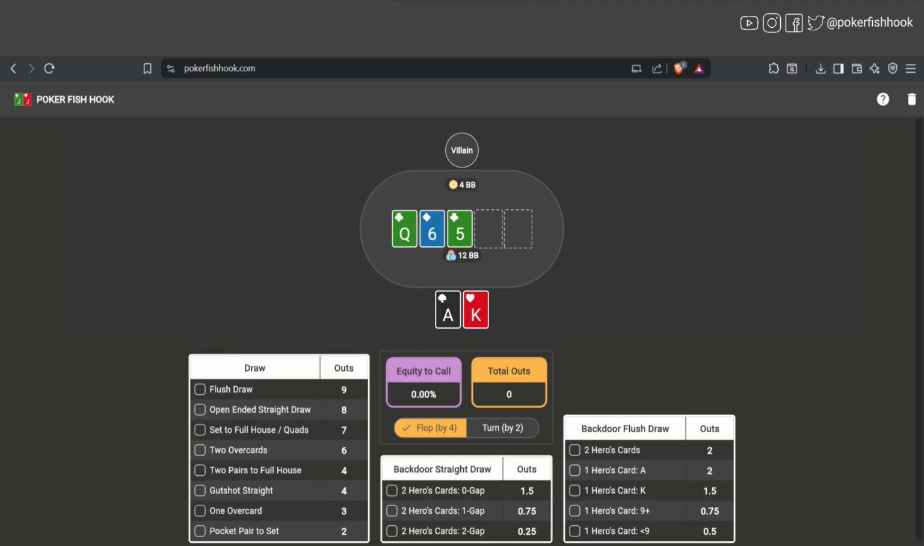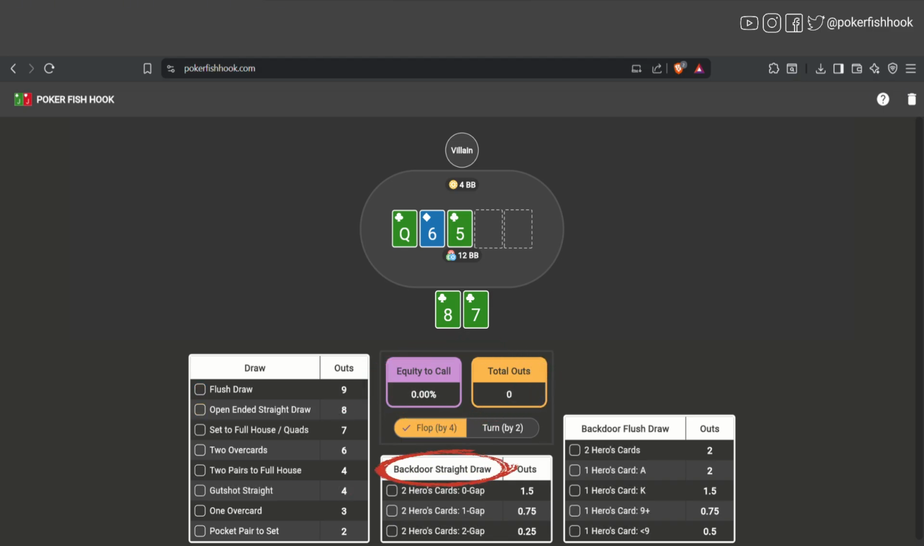Now, let's look at the outs counter in more detail. The first table shows all the possible draws. A draw is an incomplete hand that only needs 1 additional card to become a strong, valuable hand. For example, if we change our hand to 8 and 7 of clubs, we will have a flush draw and open-ended straight draw. These draws will give us a total of 15 outs and 60% of equity on the flop.